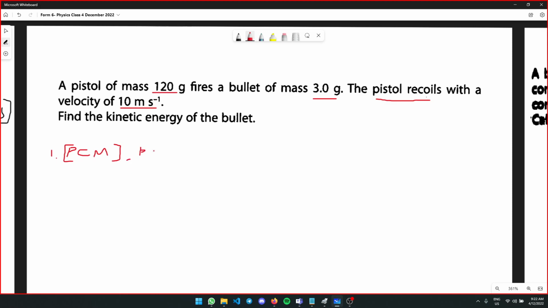Sometimes I write PCE. PCE is the principle of conservation of energy. So either it's PCM or PCE. Have a try at the question. I know you cannot write this in the exam as PCM. Please don't write PCM in the exam. This is what I scribble on my paper. When they ask about a pistol, I remember PCM. What is conserved? Momentum is conserved.